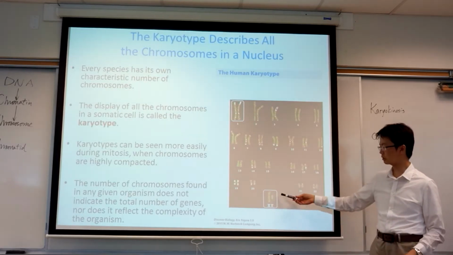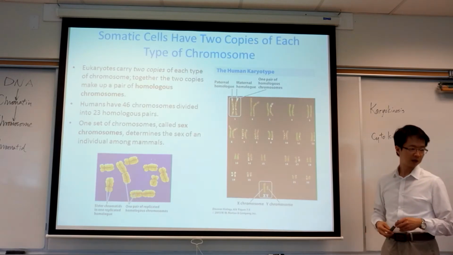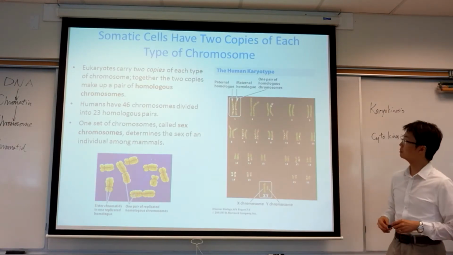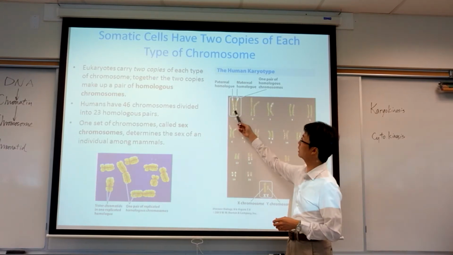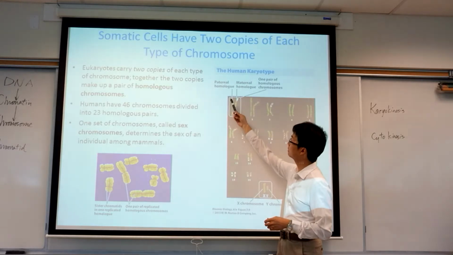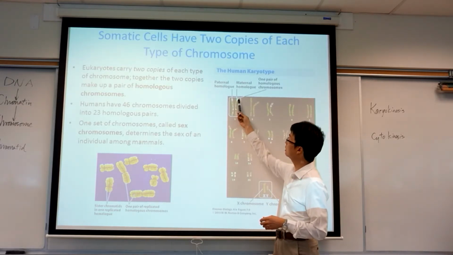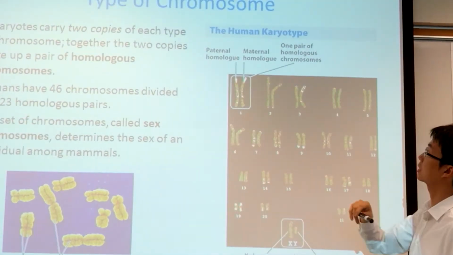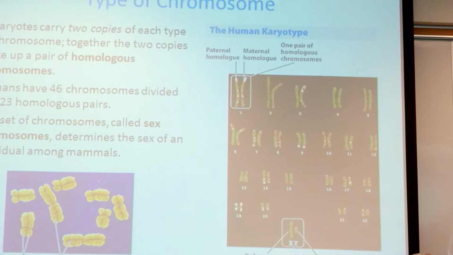X and Y denotes male, and X and X are female. And then we call them a homologous pair, or homologous chromosomes, because one chromosome is from the father, paternal, and the other one is maternal, from the mother. Therefore, they are one pair of homologous chromosomes.